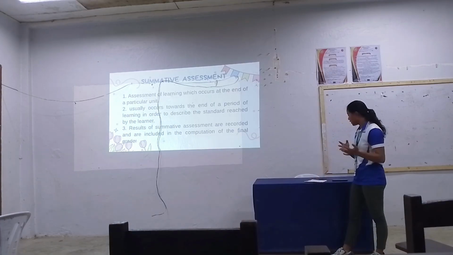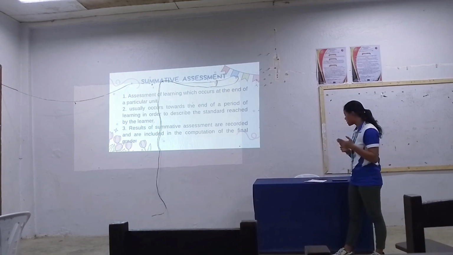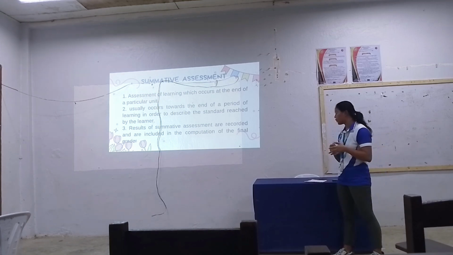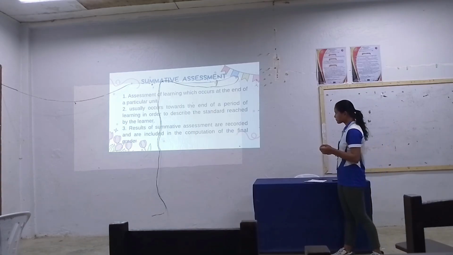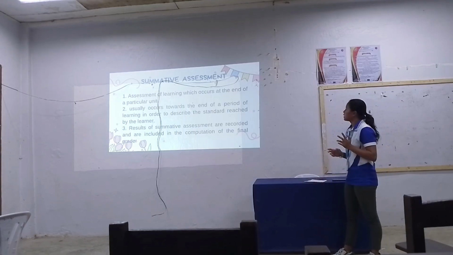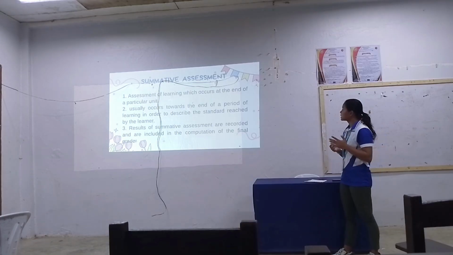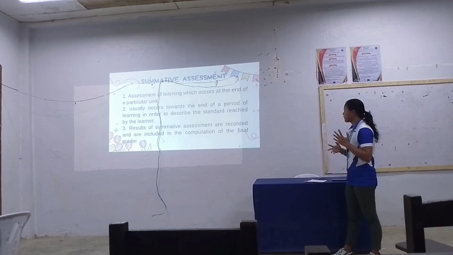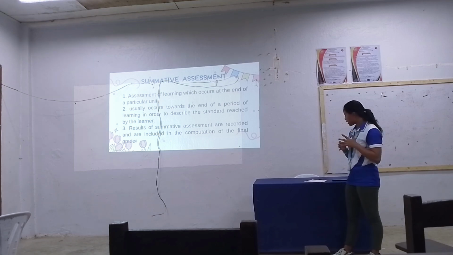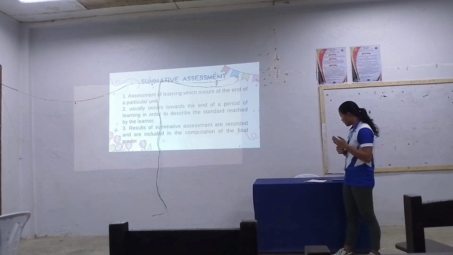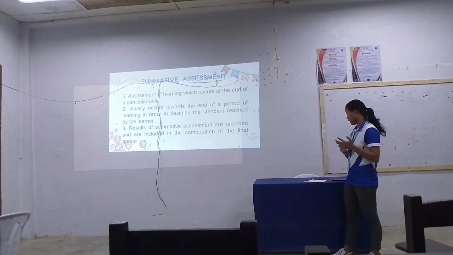It's called assessment of learning because it checks how much the student knows or can do after finishing a lesson or a topic. Usually, it happens at the end of the learning period, like at the end of the chapter, theme, or course, and shows the level of achievement the student has reached. The results of summative assessment are recorded and contribute to the student's final grade.